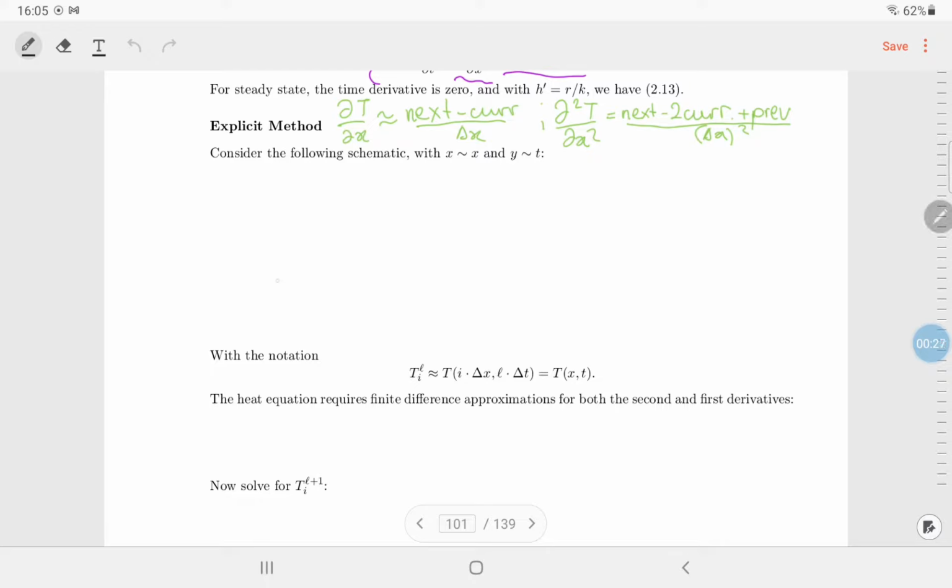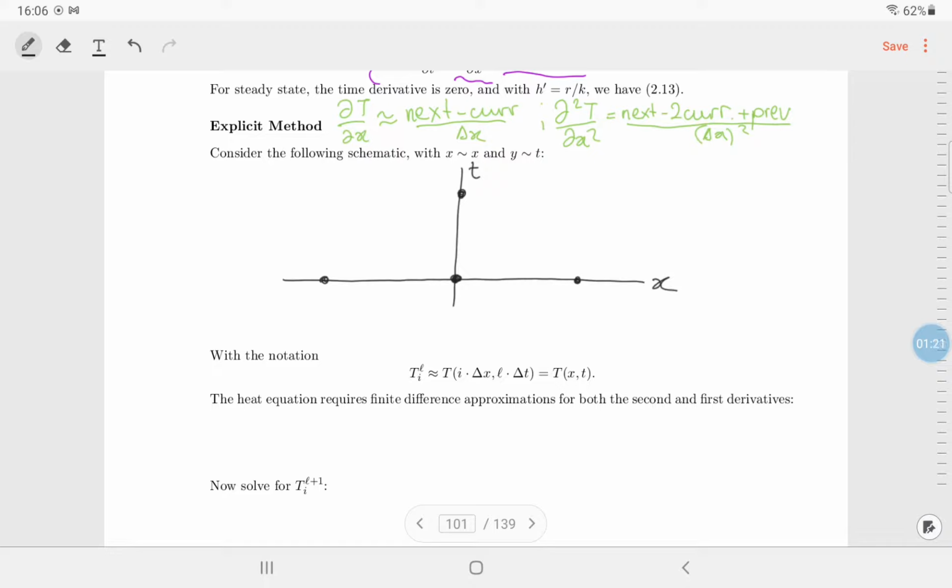Along the x-axis we have x, along the y-axis we have time. We're going to be approximating the differential equation at a certain point, which is current in distance and current in time. Up here is next in time, but the same in distance. This temperature is next in distance, same in time, and this temperature is previous in distance, same in time. Moving along the x is moving along the rod, and moving up and down is a change in temperature.